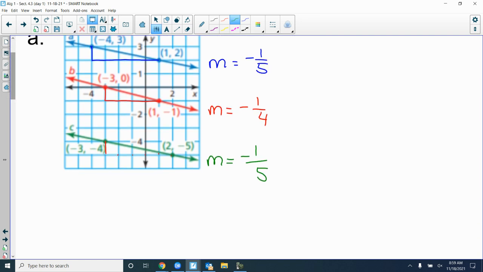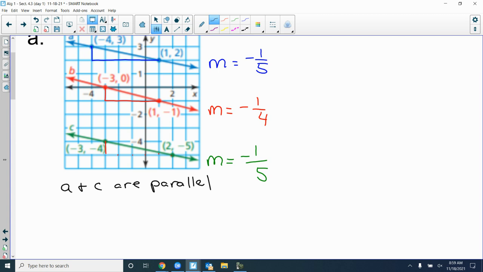All right, so Addie, any of these lines parallel? Which two? Does that have the same slope as the other two? Oh no, B and C. Which one's B? B is this one. C is that one. Oh, A and C. There we go. So we can say A and C are parallel.